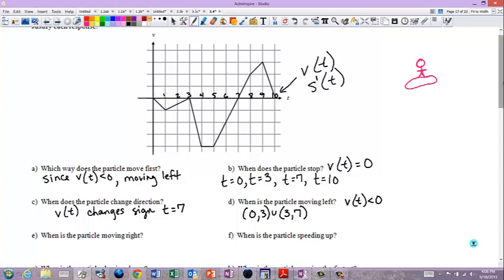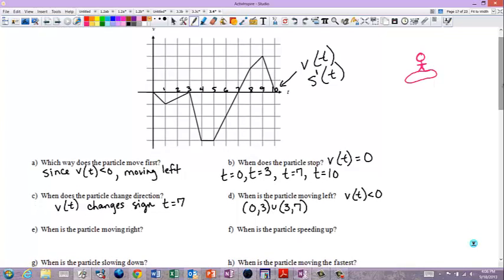It's almost like you were doing a sine graph. If you were to make a sine graph of this, it would look like 3, 7, 10. It would be negative, negative, positive. Because you'd put your zeros on here, and you'd say 0, 3, 7, 10. That's what we're looking at right there.